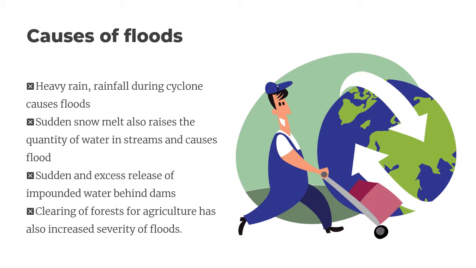Next, we have clearing of forests for agriculture, which has also increased the severity of floods. This was addressed before by our former environmental secretary Gina Lopez, who said that the clearing of forests because of agriculture and urbanization greatly affects the occurrence of floods.